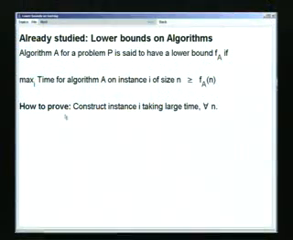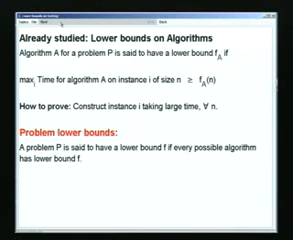The typical way we prove lower bounds is by constructing instances I which take a large time. So if we have an algorithm, we look at where the algorithm is weak, so to say, and we construct instances which show that the algorithm must take a long time on that particular instance. So that gives us a good value of f sub a of n. And we have to do this for every instance size. If we can do that, then we can construct this lower bound function.